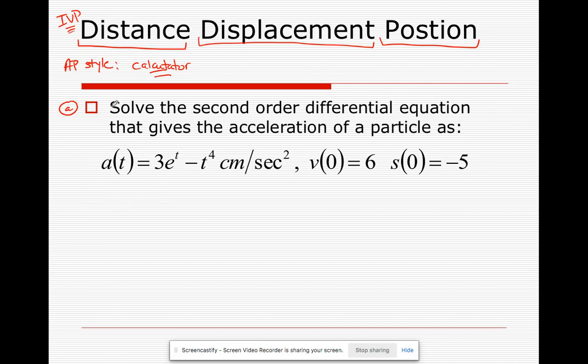All right, first, I don't need a calculator. It says solve, right? Just because I have my calculator doesn't mean I use it on every part of the long answer problem. Solve the second order differential equation. Remember, the words solve differential equation just mean get the dependent variable by itself, get rid of all the derivatives. Second order just means I've got to do the process twice. So I have a second derivative and two initial conditions.